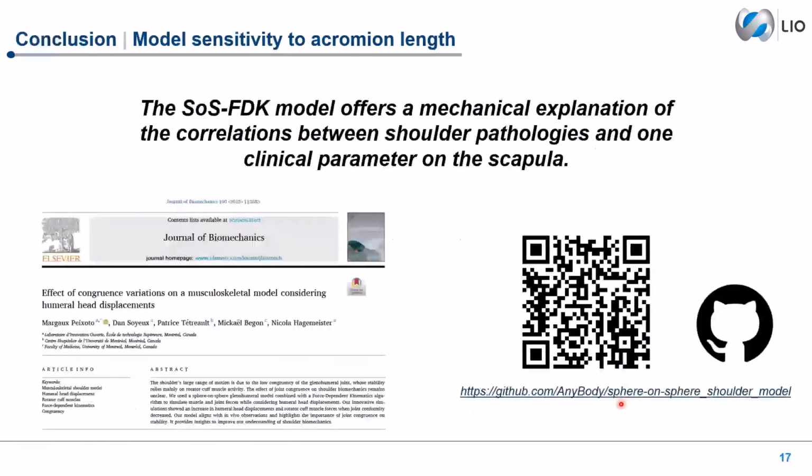So to our knowledge, it's the first time that a sphere-on-sphere representation of the glenohumeral joint is used to assess the impact of the CSA variation on muscle forces and on the joint reaction forces. It provides a mechanical explanation for the relationship between morphology and pathology. This study has been published in the Journal of Biomechanics if you want more details, and the model is also available on GitHub.